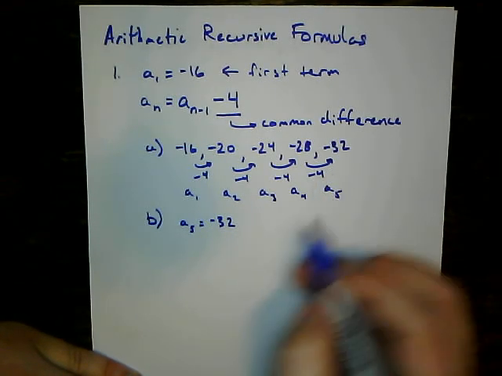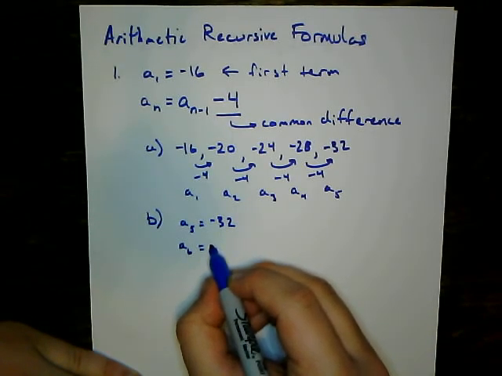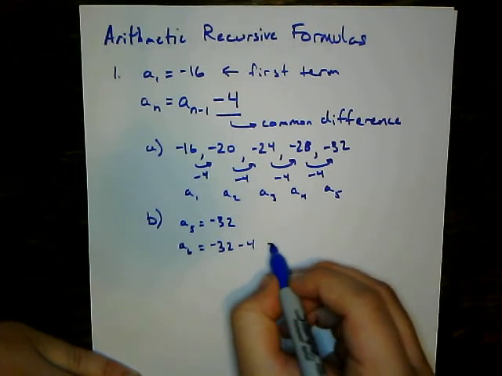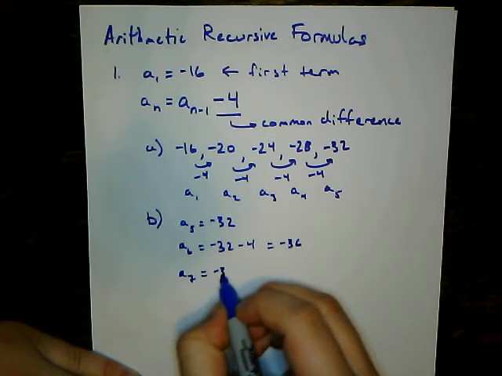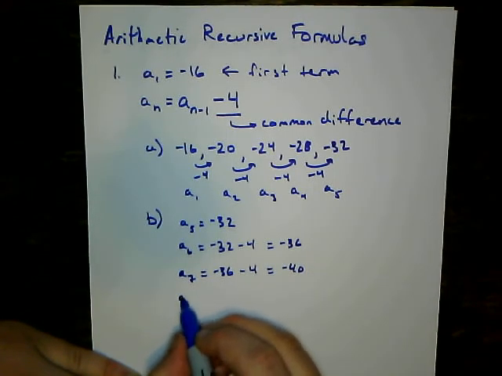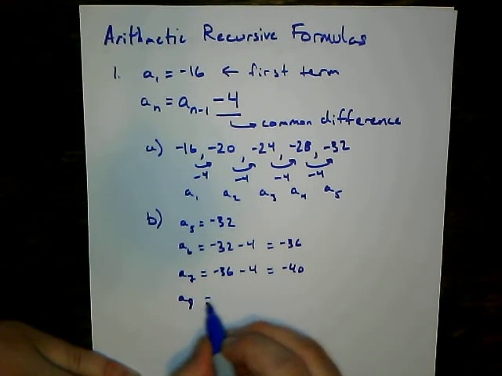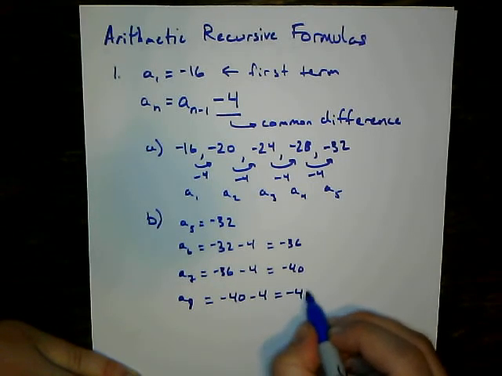We're going to just keep using our pattern. A6 is negative 32 minus 4, which equals negative 36. A7, negative 36 minus 4 equals negative 40. And then A8 equals negative 40 minus 4 to equal negative 44.